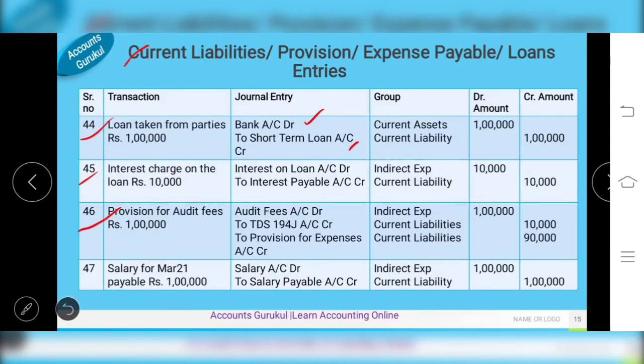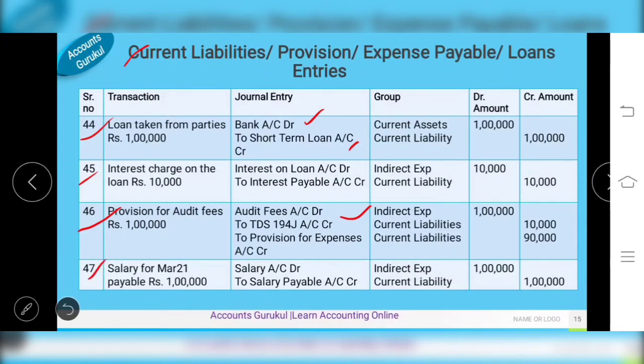And considering that it's year end and we are making provisions, for each and every provision which is related to TDS deductions, we have to do the TDS deduction on that. So audit fees account debit is rupees 1 lakh, to TDS account credit, that's 10,000, and to provision for expenses account credit, that's 90,000. So this entry we have to pass at the year end when we are closing our books and taking the provision into the systems. So we have to deduct the TDS on that.